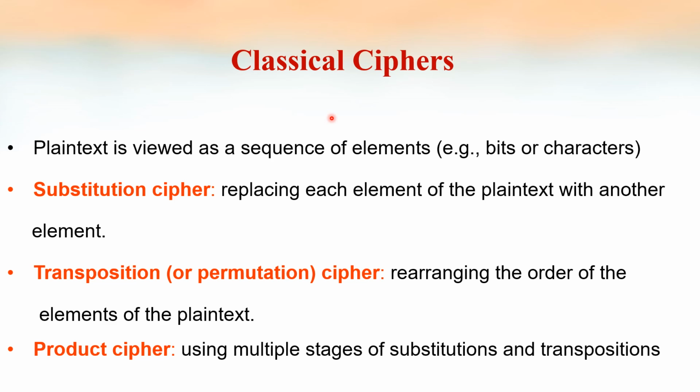These are the classical ciphers. Here plain text is viewed as a sequence of elements, for example bits or characters. So the first method of ciphers is the substitution cipher, replacing each element of the plain text with another element. Transposition means rearranging the order of the elements of the plain text. It's a kind of rearranging or permutation. Then product cipher is a combination of substitution and transposition.